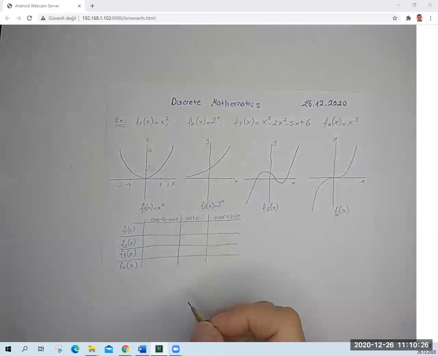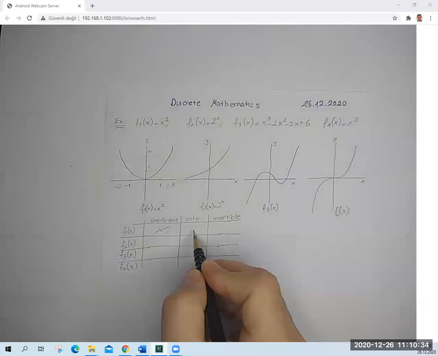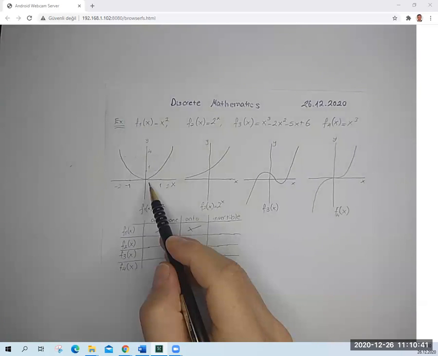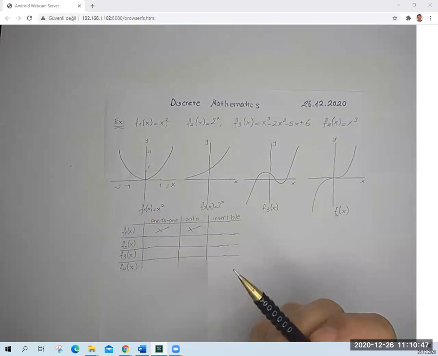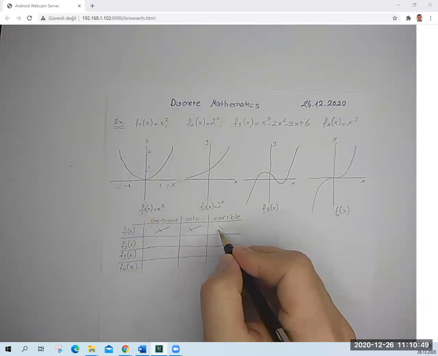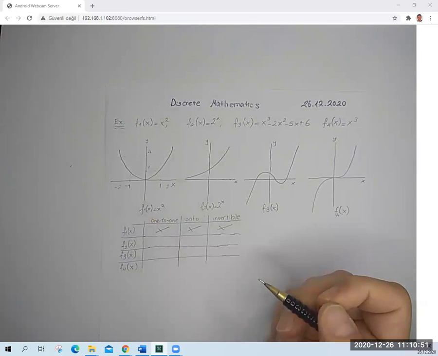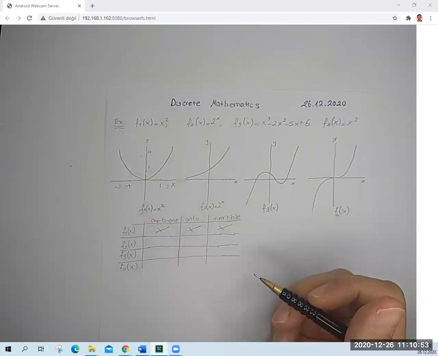invertible, and F1 is not one-to-one, right? Not onto, because it is not covering the minus side of the y, not covering the minus side, and it means this is also not invertible, right? So how about f2 of x?